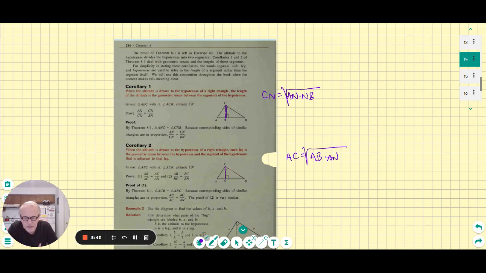Same thing over here. We could say that CB is the geometric mean between AB and NB. So let's write that out: BC, geometric mean between AB and BN. And you can prove that because we know the triangles are similar, so the ratios of corresponding sides are equal.